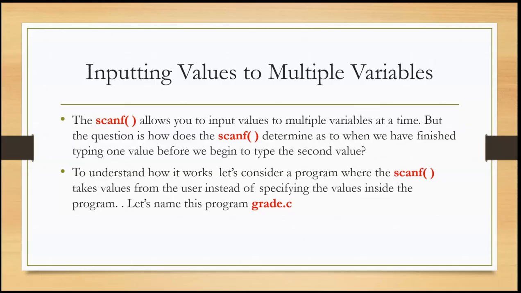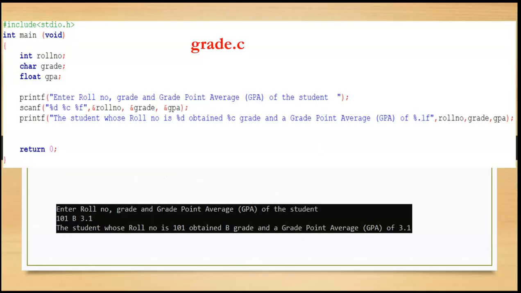Let's name this program grade.c. Now here is the grade.c program. In this program, we have defined three variables: roll number, which is an integer type variable, grade, which is a character type variable, and GPA, which is a floating point type variable. The first printf statement prompts the user to enter roll number, grade, and grade point average of the student.